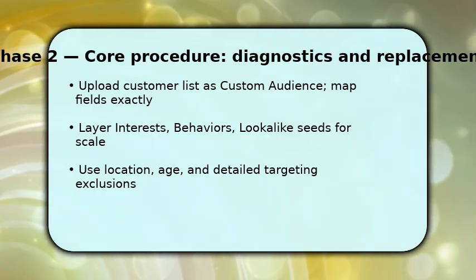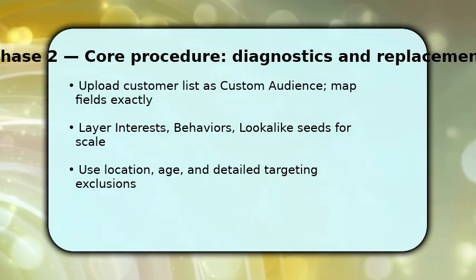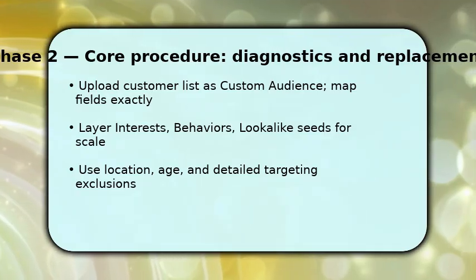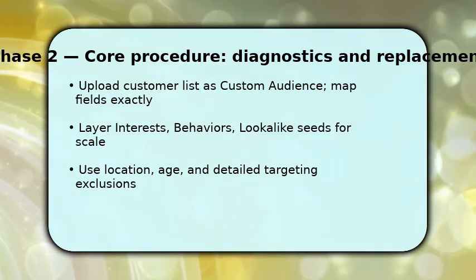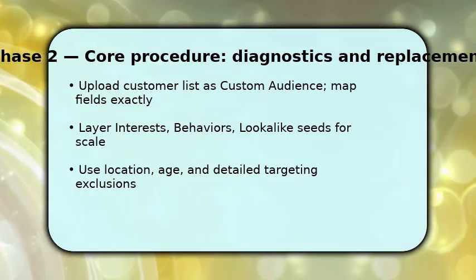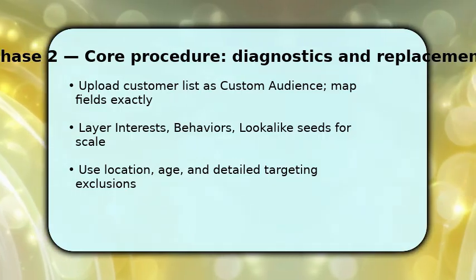Once uploaded, create a lookalike using the best performing seed, 1% for precision, up to 10% for scale. Make sure to layer interests and behaviors to narrow intent. Use exclusions to remove current customers or irrelevant demographics. Test 3 to 5 audience variants so you can compare performance instead of guessing which.